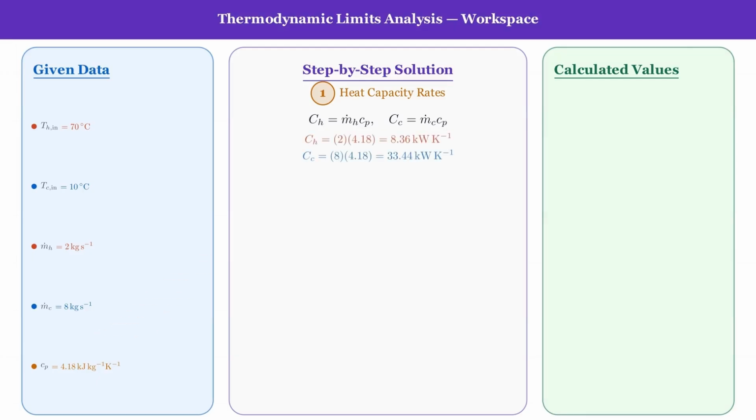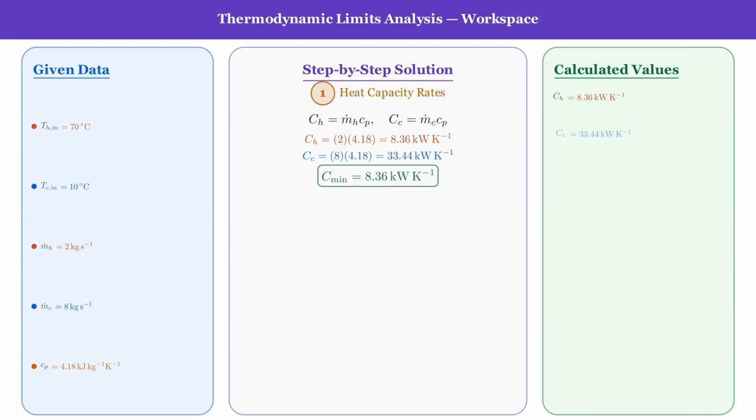For the hot stream, 2 kilograms per second times 4.18 kilojoules per kilogram per Kelvin gives CH equals 8.36 kilowatts per Kelvin. For the cold stream, 8 kilograms per second times 4.18 gives Cc equals 33.44 kilowatts per Kelvin. The hot stream carries a capacity rate of 8.36. The cold stream carries 33.44. The hot stream is clearly the limiting stream. Cmin equals 8.36 kilowatts per Kelvin.